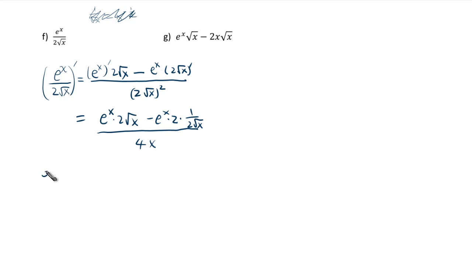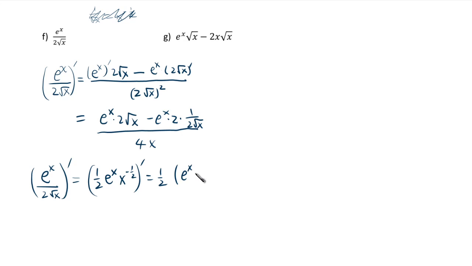Now if you want to use the product rule, then you can do it like this. This is the same thing as 1/2 times e to the x times x to the negative 1/2, because of what I just said, right? And because 1/2 is just a constant multiple, you can just differentiate e to the x times x to the negative 1/2.